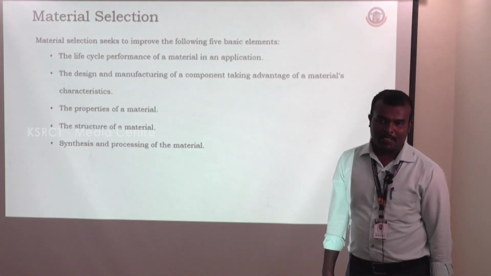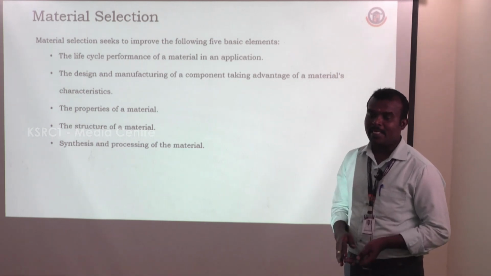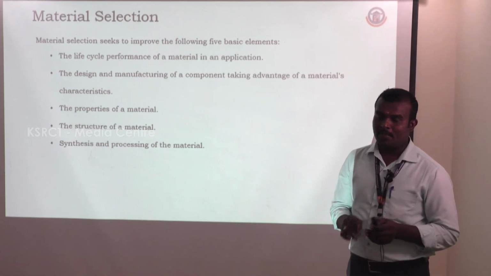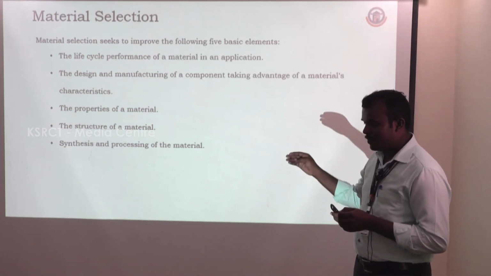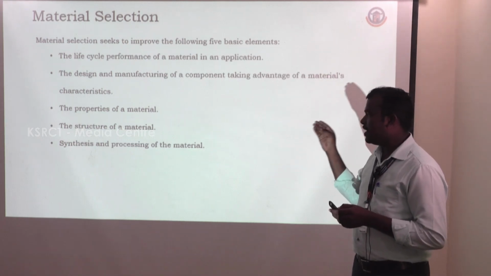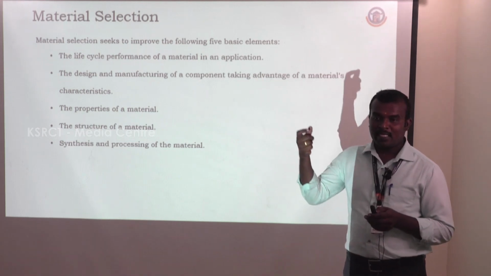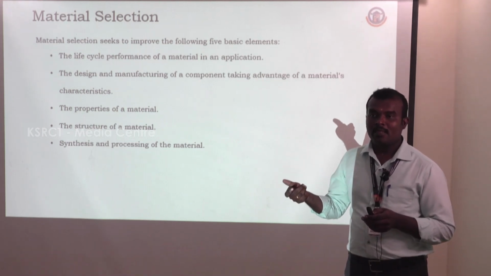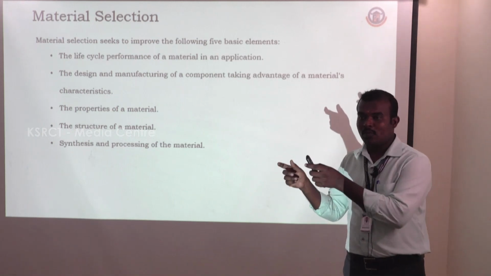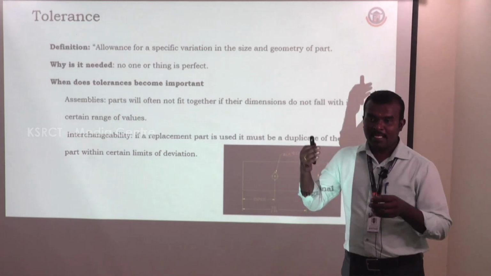And the material selection. Material selection is the main thing in PDM, that is, product design for manufacturing. So what are the factors? We have to consider the properties of the material, the structure of the material and also the processing of the material. These are the main things we have to consider while selecting a material, and also that it is suitable for our component.